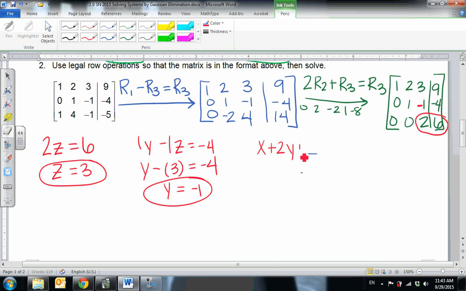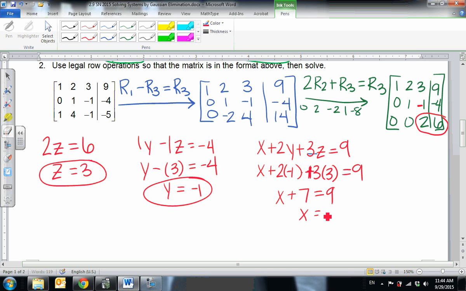All right, and then use that top equation. x plus 2y plus 3z equals 9. So x plus 2 times negative 1 plus 3 times 3 equals 9. So negative 2 minus 9, or sorry, that's a plus sign. My bad. Negative 2 plus 9 is 7. So x equals 2. So 2, negative 1, 3.